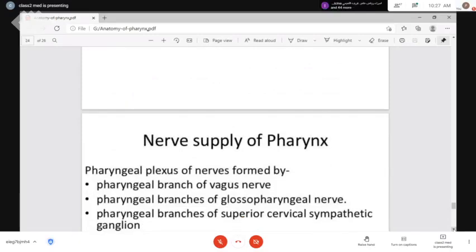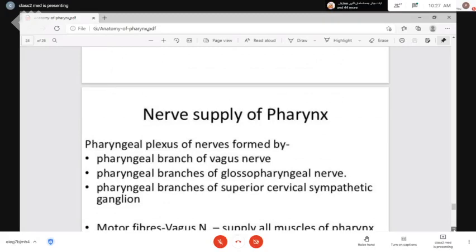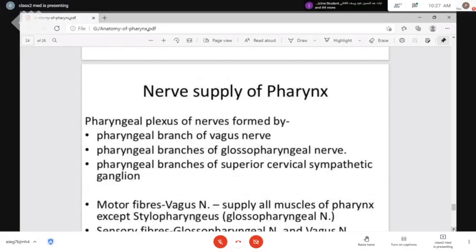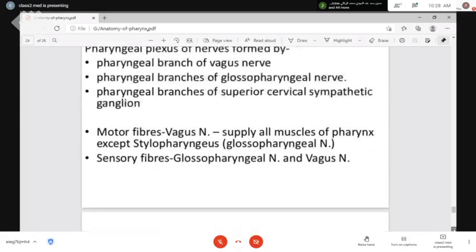Nerve supply of the pharynx. It is supplied by the pharyngeal plexus of nerves, which is formed by the pharyngeal branch of the vagus nerve, the pharyngeal branch from the glossopharyngeal nerve, and the pharyngeal branch from the superior cervical sympathetic ganglion. The motor fibers of the vagus nerve supply all the muscles of the pharynx except stylopharyngeus, which is supplied by the glossopharyngeal nerve. The sensory fibers are from the glossopharyngeal nerve and the vagus nerve.